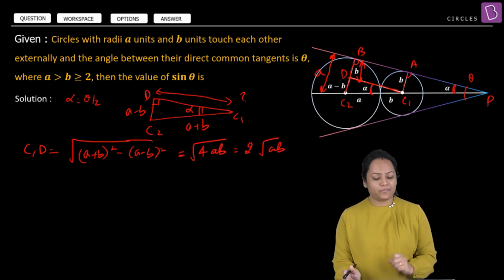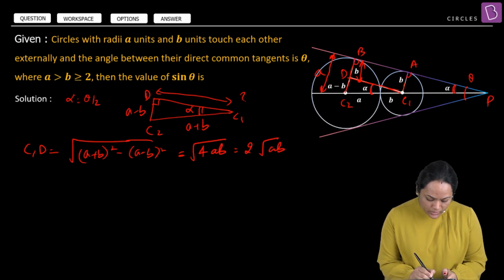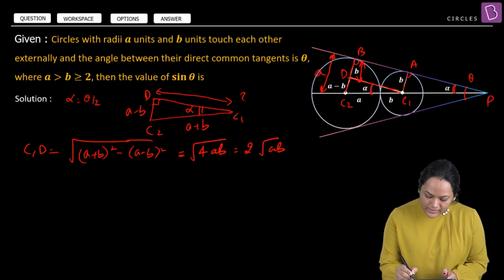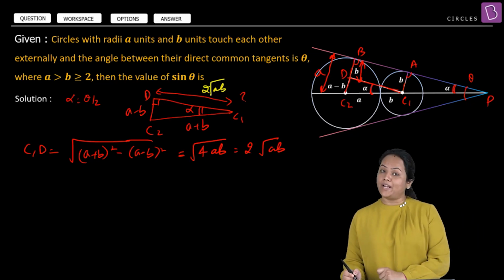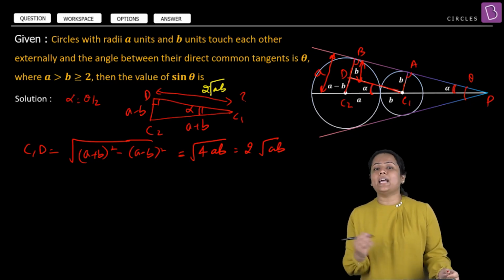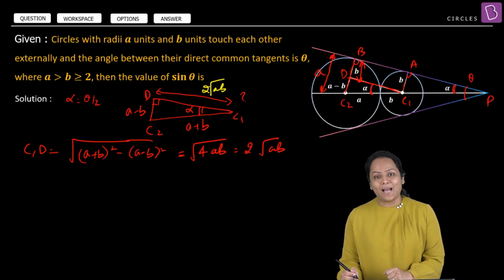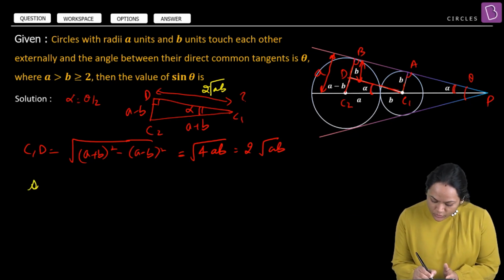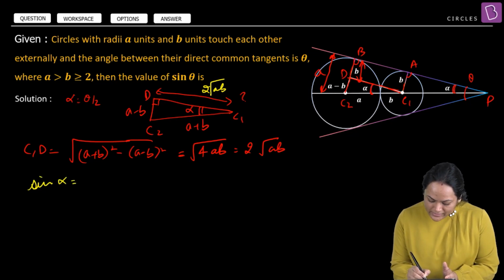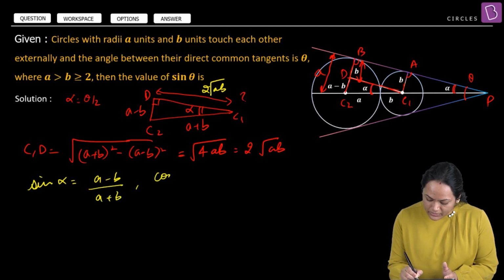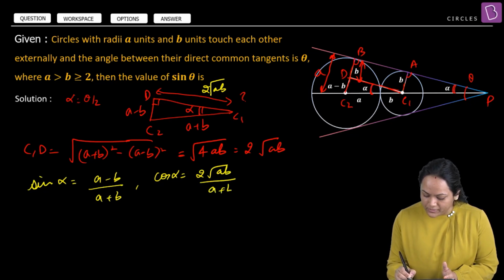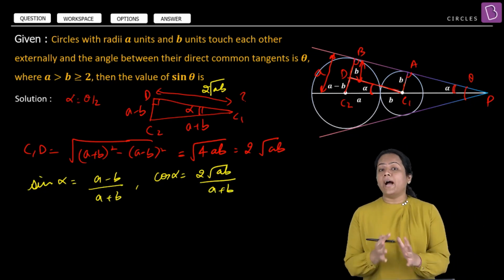So now I have the third side with me also. Now, if I have all the three sides with me, can I find the value of sine alpha and cos alpha? Well, yes. We know sine alpha is perpendicular upon the longest side, that is the hypotenuse. Cos alpha is base upon hypotenuse, isn't it? So quickly, in this triangle, sine alpha can be written as (a minus b) divided by the longer side, that is (a plus b), and similarly cos alpha can be written as 2 root over ab divided by (a plus b). Clear?